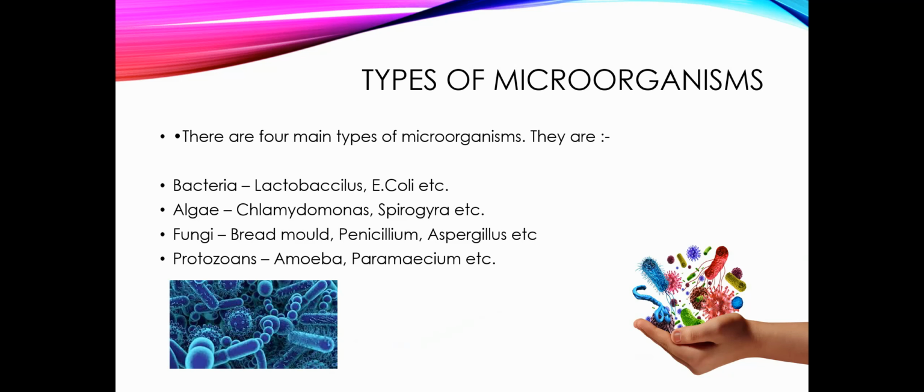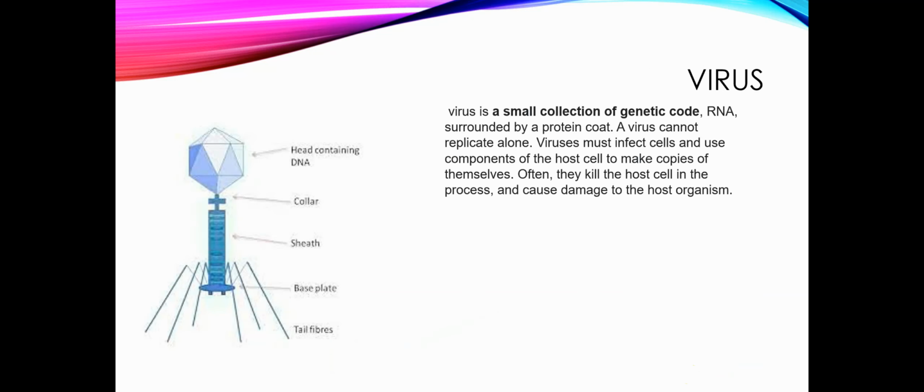Types of microorganisms. There are four main types of microorganisms. They are bacteria, algae, fungi, and protozoans. And I also gave you some examples. For example, fungi: bread mold; protozoa: amoeba; bacteria: E. coli. As we go on, virus.